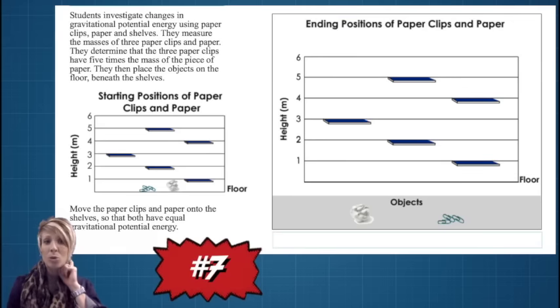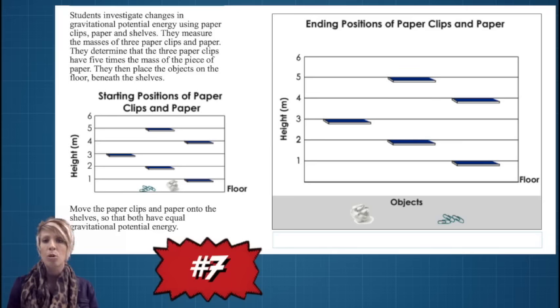Okay, moving on to your next question. It says students investigate changes in gravitational potential energy using paper clips, paper, and shelves. They measure the masses of three paper clips and paper. They determine that the three paper clips have 5 times the mass of the piece of paper. Then they place the objects on the floor beneath the shelves.